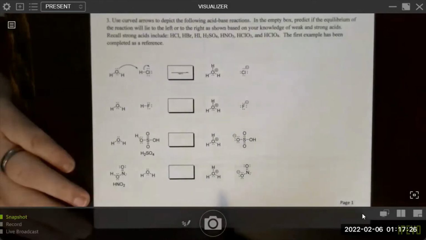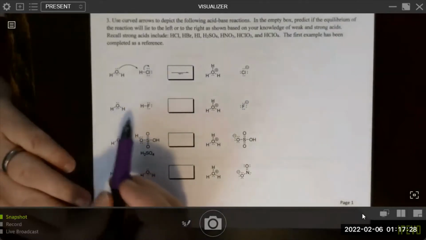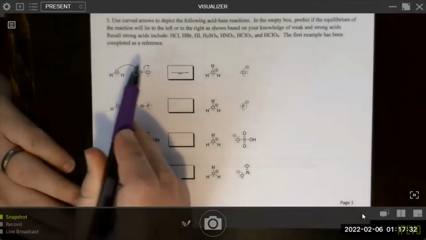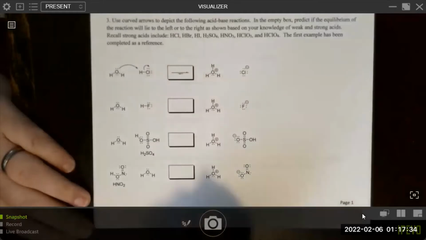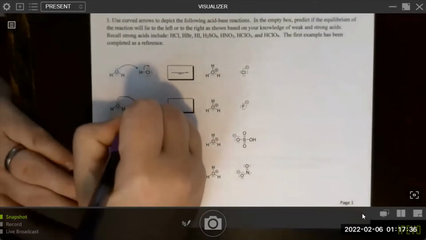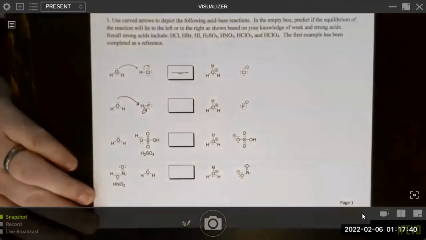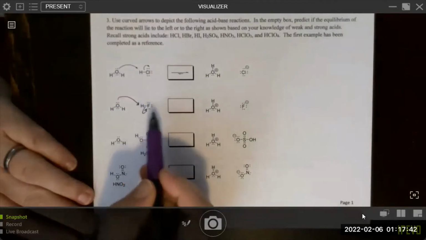Okay, so let's go ahead and work on the next question. The arrows should look really similar between HCl in water and HF in water. You can really just kind of copy those arrows. Notice I'm drawing this one a slightly different way. That's okay.